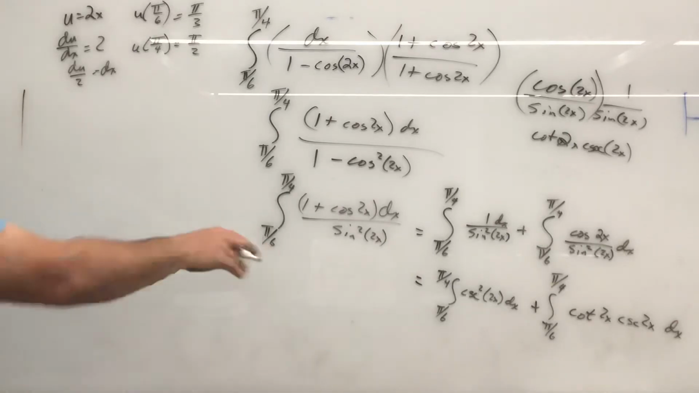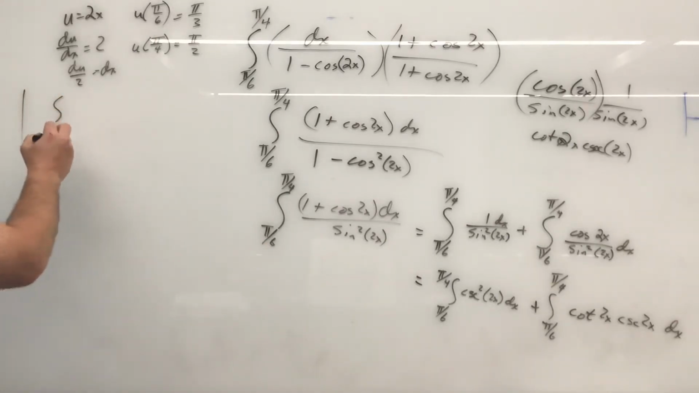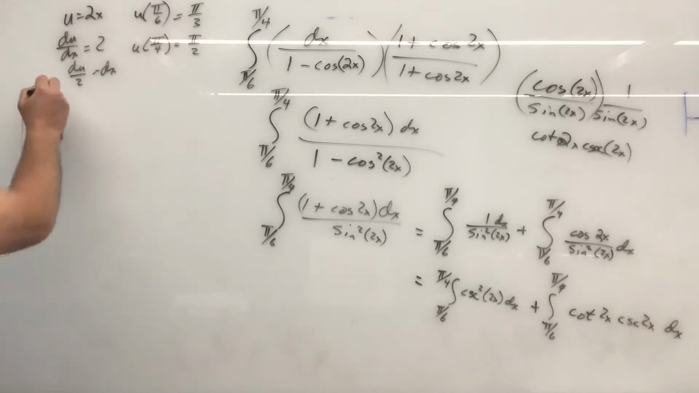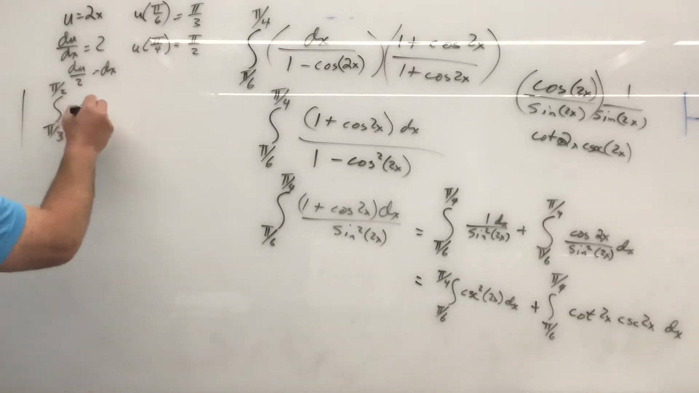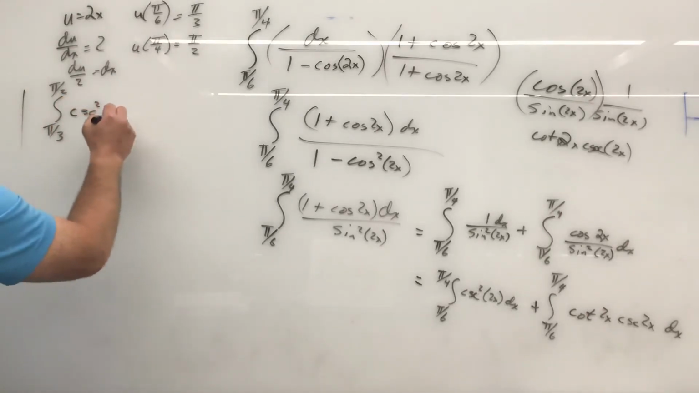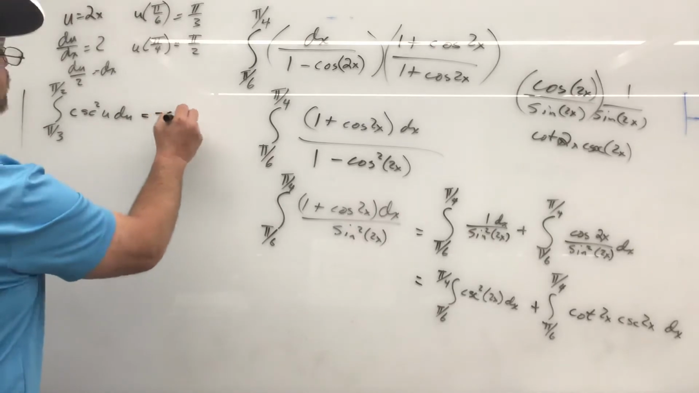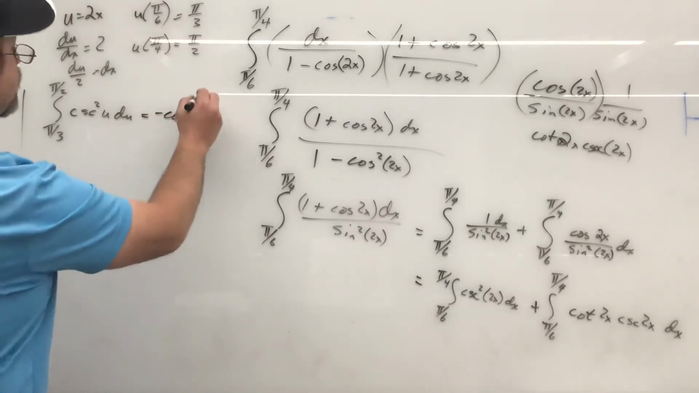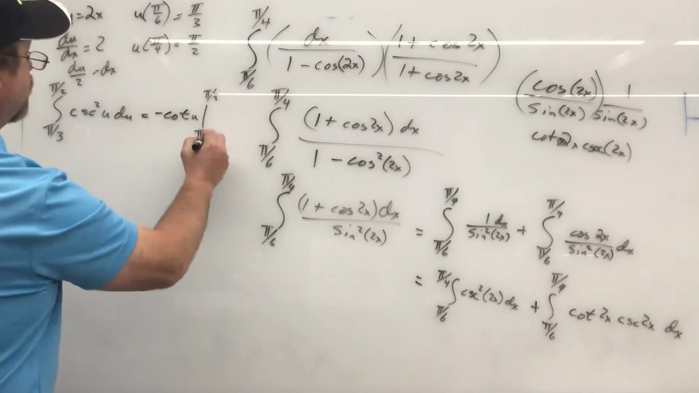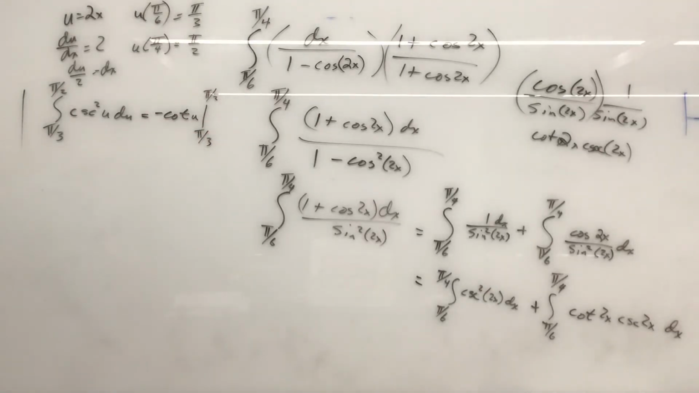And now I rewrite. I'm going to look at the first one. I have the integral from pi over 3 to pi over 2 of cosecant squared u du. And cotangent, the derivative of that gives you negative cosecant squared, so this integrates to negative cotangent u, where I'm going to evaluate at pi over 2 and pi over 3. And cotangent, sign's okay there, all right. So that's just the first part there would become negative.